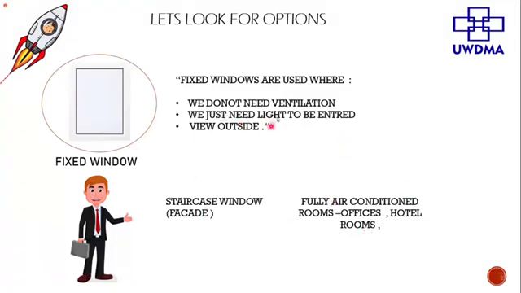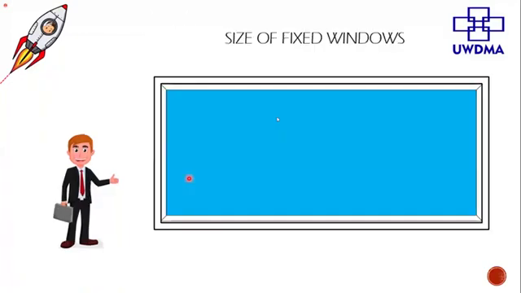So if your client wants to go for a soundproof and airproof solution, they can go for a fixed window. But you need to see where that fixed window is coming. If he needs ventilation there, then we can't go with a fixed window. In a staircase window or in some side windows, we can have fixed windows. But as a main window where he also wants ventilation, we can't go for a fixed window.